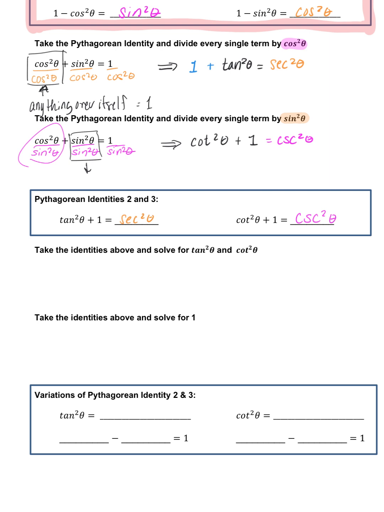It says take the identities above and solve for tangent squared theta and cotangent squared theta. So we're going to take each of those. I'm just going to divide this in half. We have this identity of tan squared theta plus 1 equals secant squared theta. And it wants you to solve for tangent for this one. So if I solve for tangent here, I'm going to have to move over the 1. So let's subtract 1 from both sides. Sorry about that.